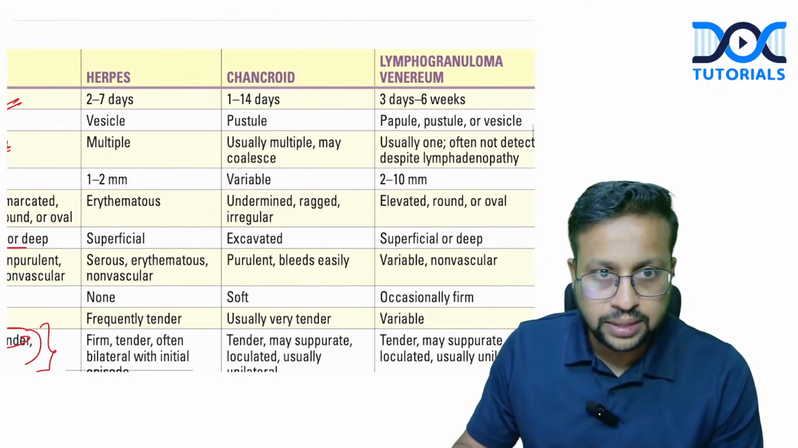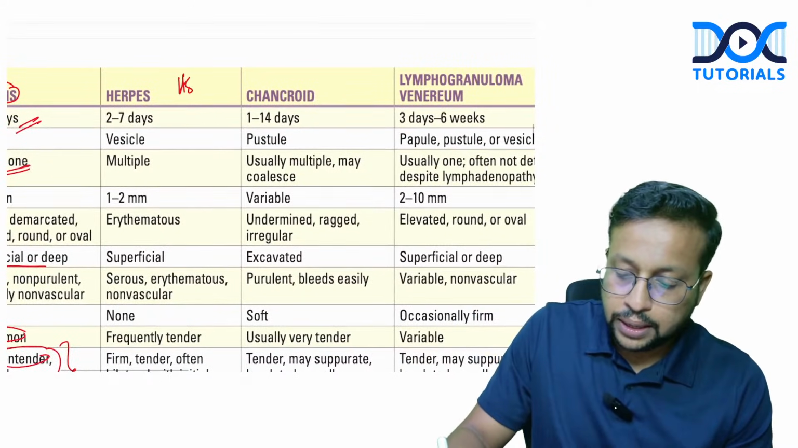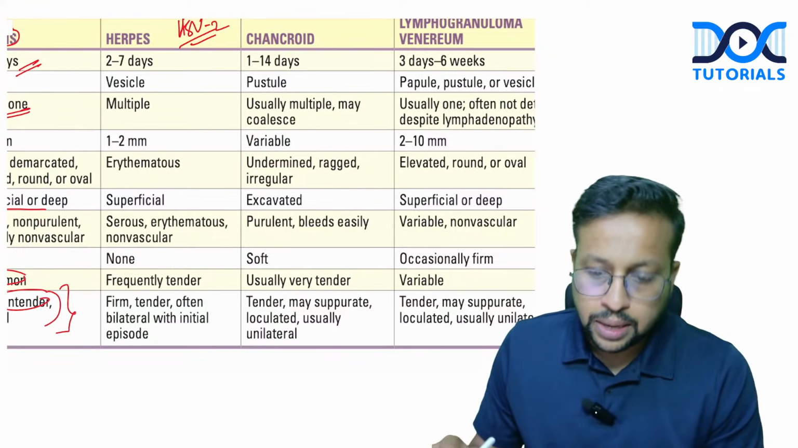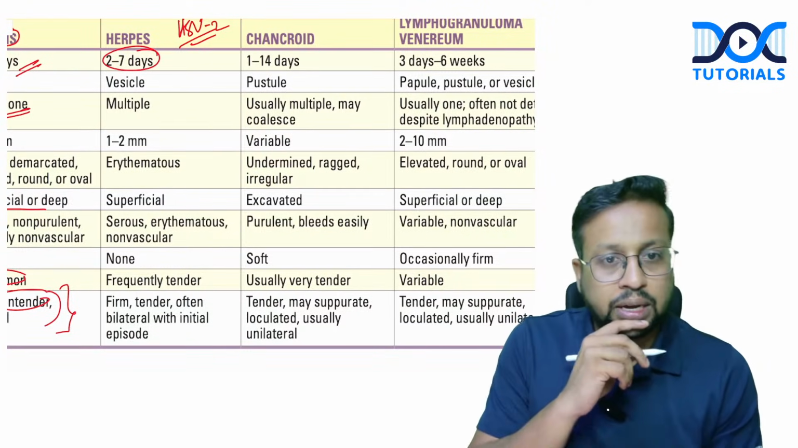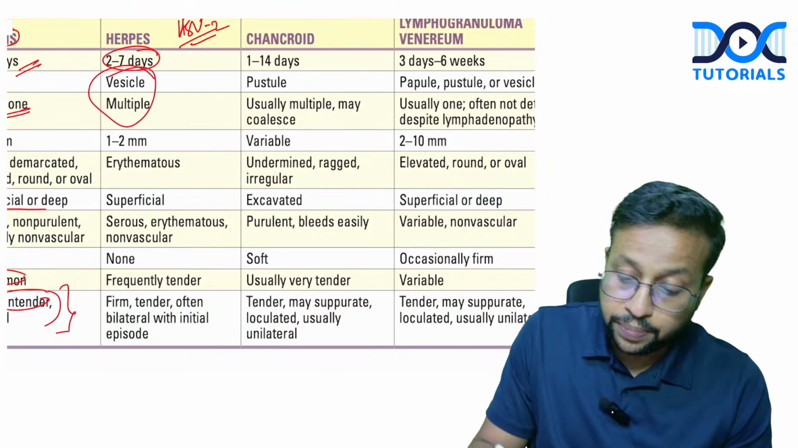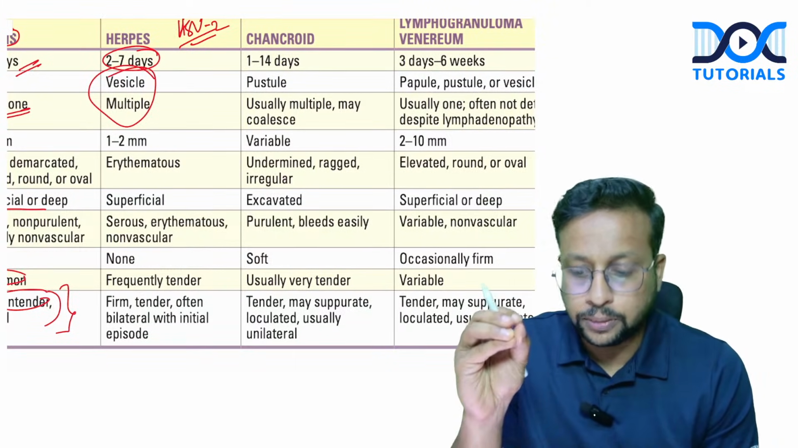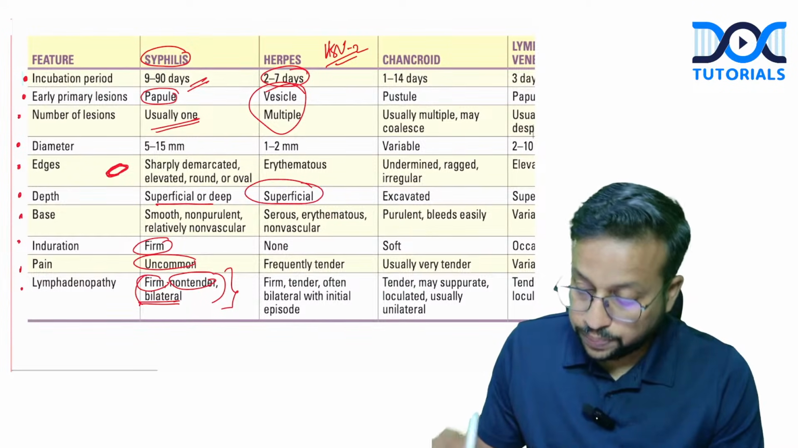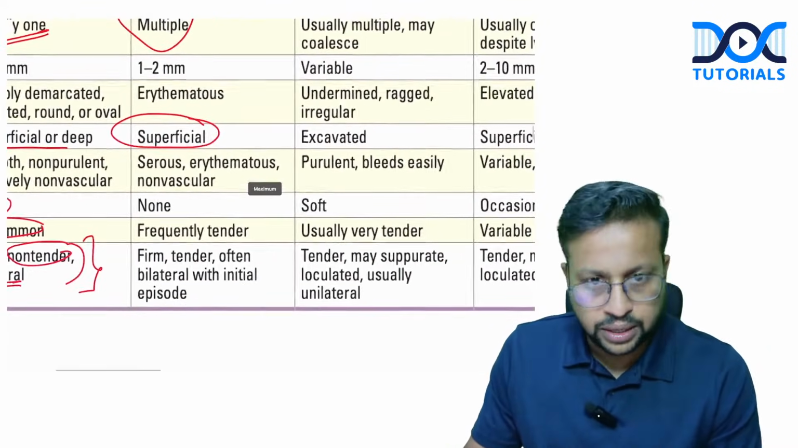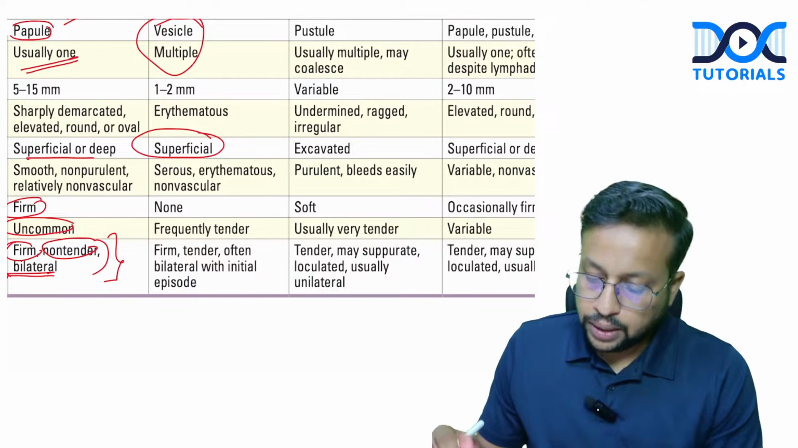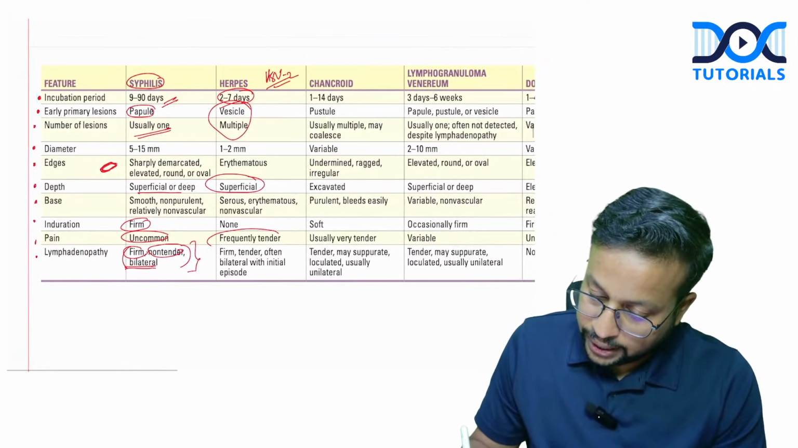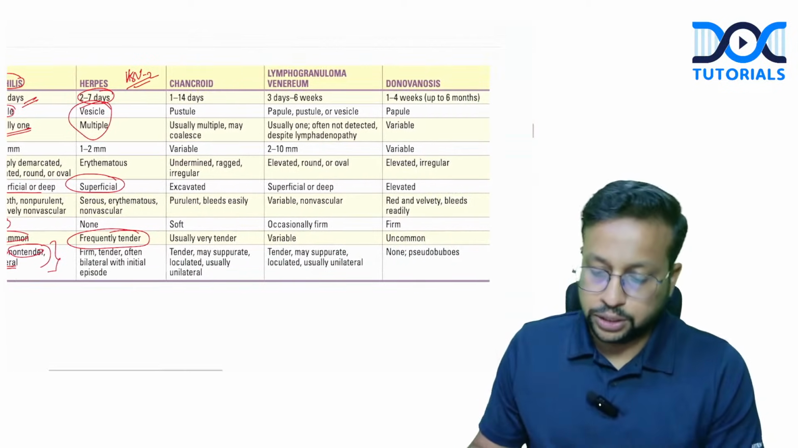Herpes is another sexually transmitted disease caused by HSV-2, usually causing herpes genitalis. It usually occurs 2 to 7 days after the infection. These lesions are vesicles which are multiple, and they are very superficial compared to all other ulcers. And if you look at the pain, they are frequently tender lesions.